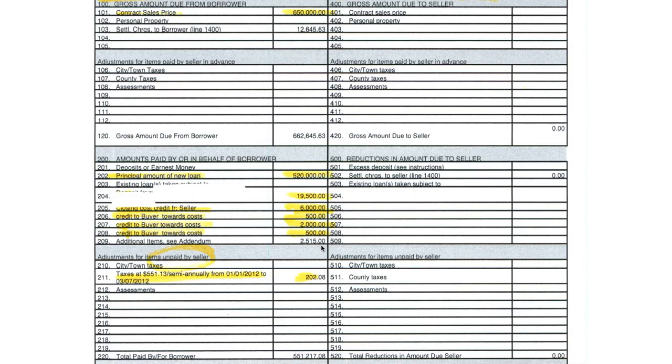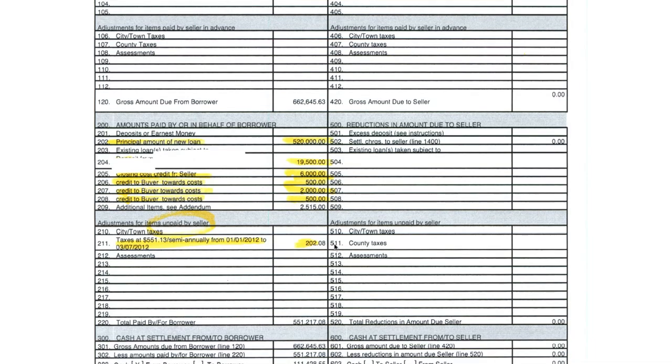And then we see this 2515 credit, which we'll get to in a few minutes. Again, we have some taxes that are being credited. This is actually a credit from the seller to the buyer. What's going to happen is the seller is going to credit to the buyer all the taxes from, let's say, January 1 through the time that they sell the house. And then the buyer is responsible for the entire tax year payment. So basically, the seller is paying for his portion, and then the buyer pays for their portion.